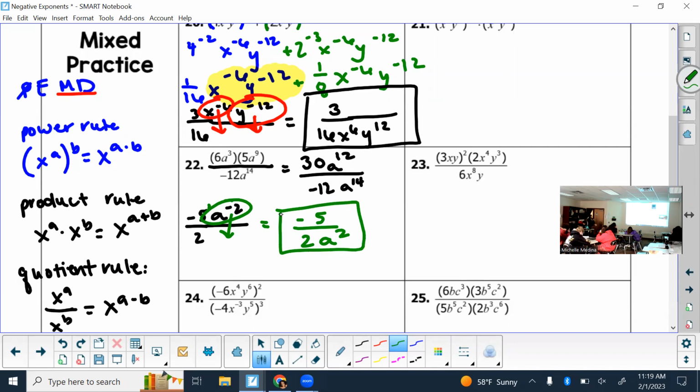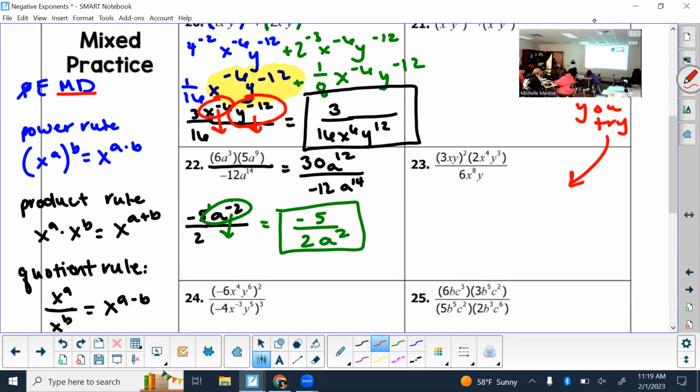So then I'll have you try 21 and 23. And we'll go over them shortly. And then I imagine that a big chunk of time today will be spent on that practice worksheet that you got yesterday. So then after we go over those two, you should be able to do all of them.